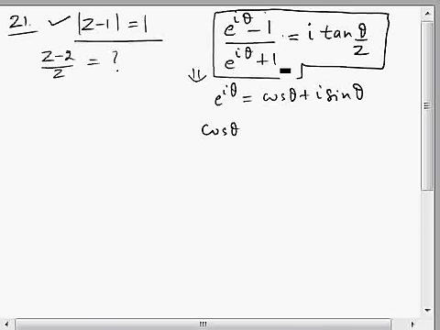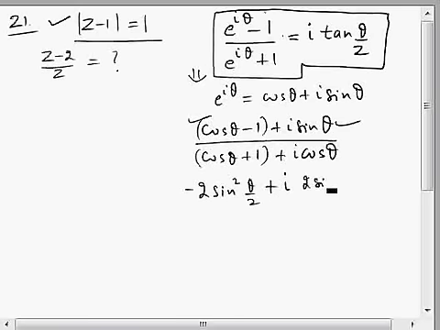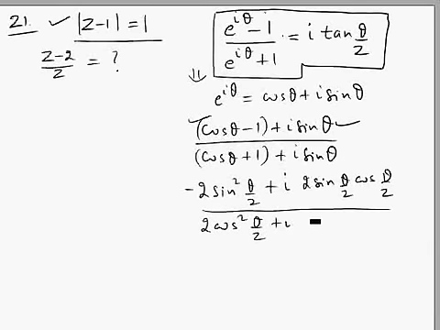So it becomes cos theta minus 1 plus iota sine theta divided by cos theta plus 1 plus iota sine theta. I can apply the trigonometric formula: 1 minus cos theta equals 2 sine square theta by 2. So the numerator becomes minus 2 sine square theta by 2 plus iota times, again by formula, sine theta is 2 sine half angle into cos half angle, divided by 2 cos square theta by 2 plus iota times 2 sine half angle cos half angle. The earlier one was a mistake, it should be sine theta.